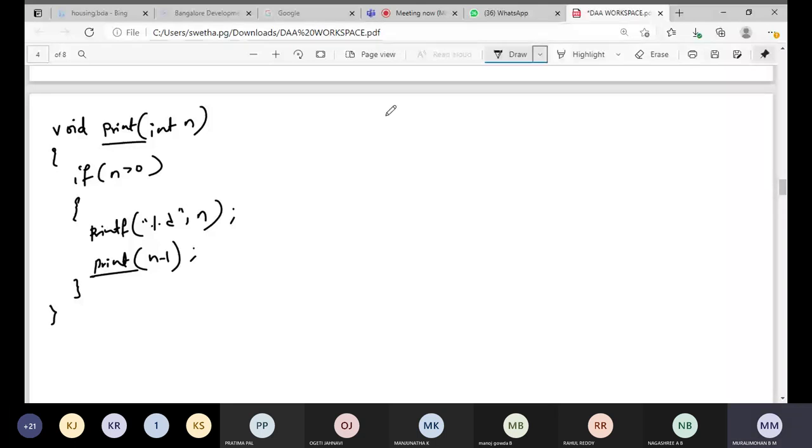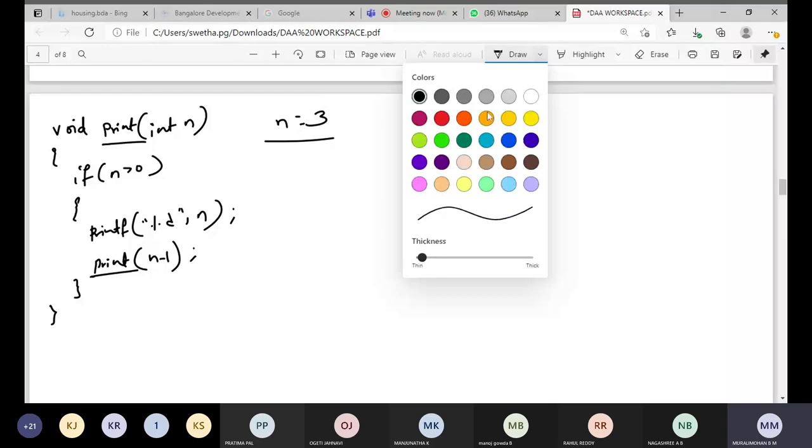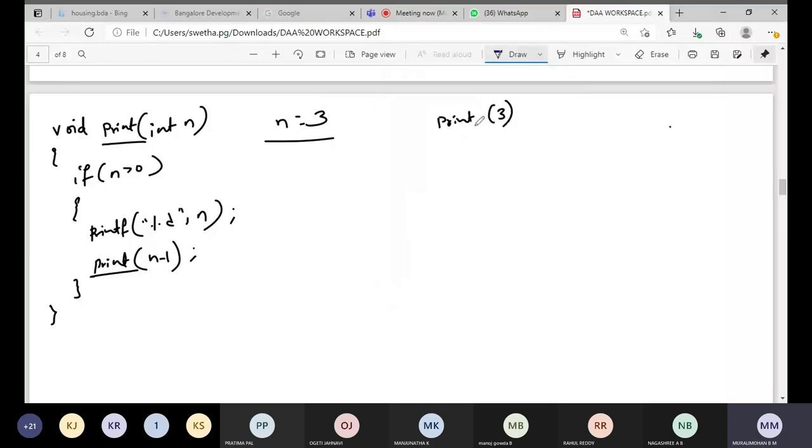Okay. Now, how to solve this one? Initially, let me take n is equal to 3. So how to solve this one? Let me build a tree for this one. So it takes print of 3, right? So here print of 3. What is this 3? 3 is n. So the same I am taking, print of 3.